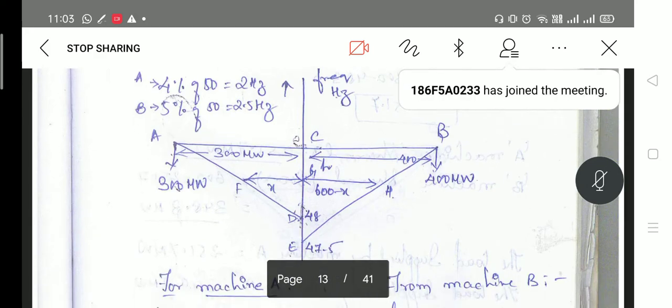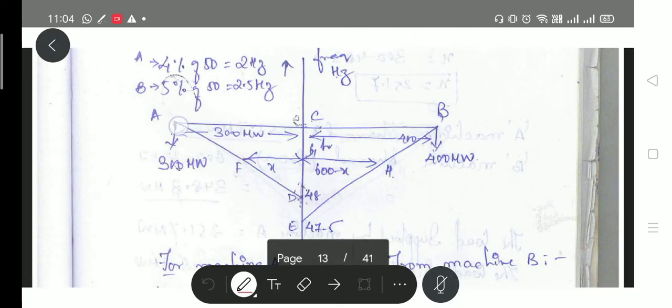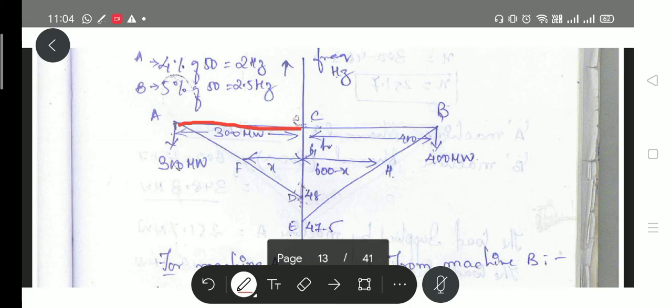I am drawing a graph from these values. This is A to C, where I am taking 300 megawatts for the first machine. B to C is for the second machine, which is 400 megawatts. So A to C is 300 megawatts and B to C is 400 megawatts. This is the common load of these two machines, A and B.